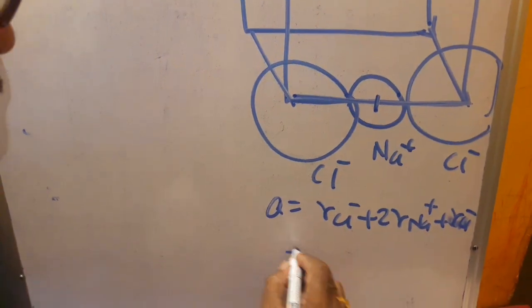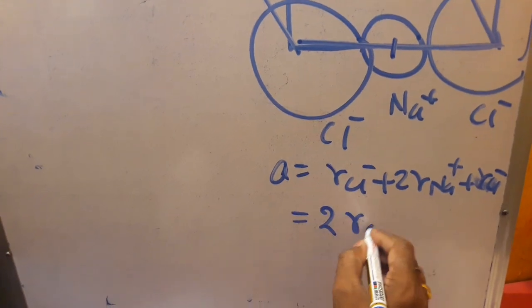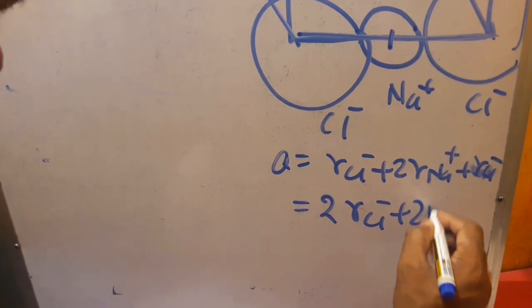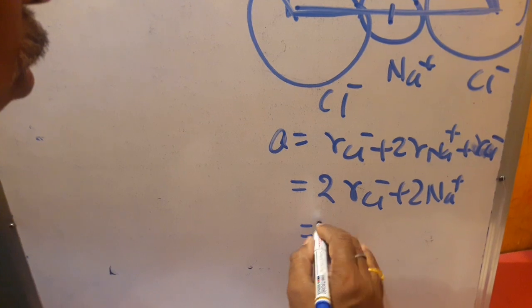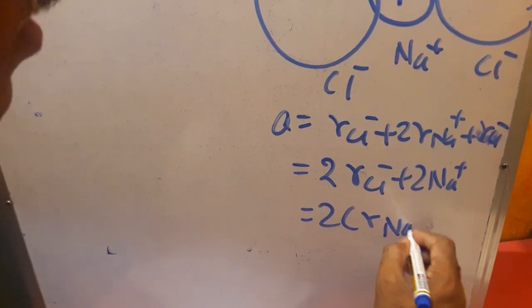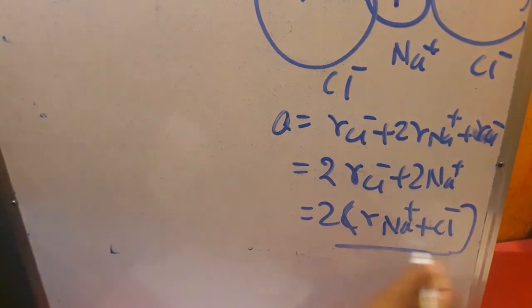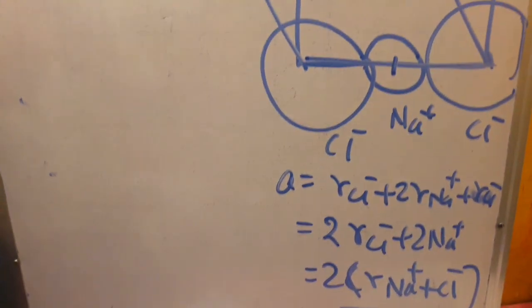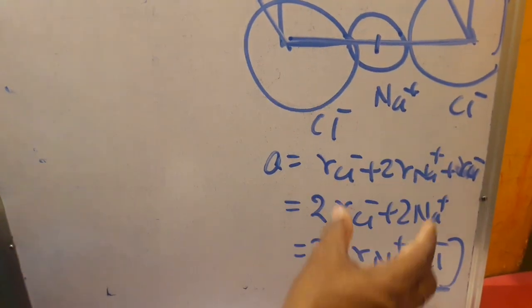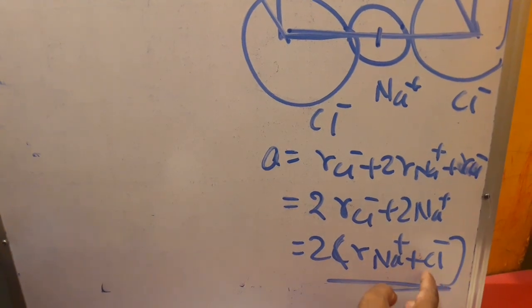Okay, so the edge length is equal to 2 into radius of Cl minus plus 2 into radius of Na plus, or we can say it is equal to 2 into (radius of Na plus and radius of Cl minus). This is the thing you have to remember: in case of NaCl, the edge length is twice the distance between the Na plus ion and Cl minus ion.